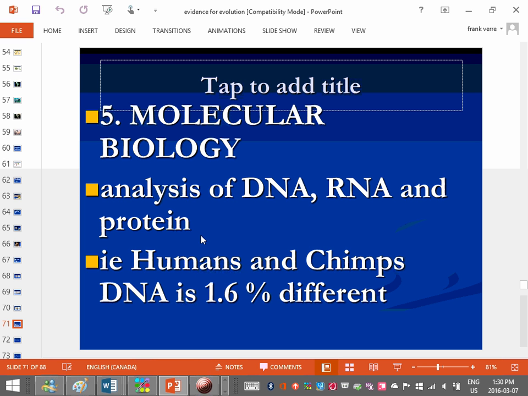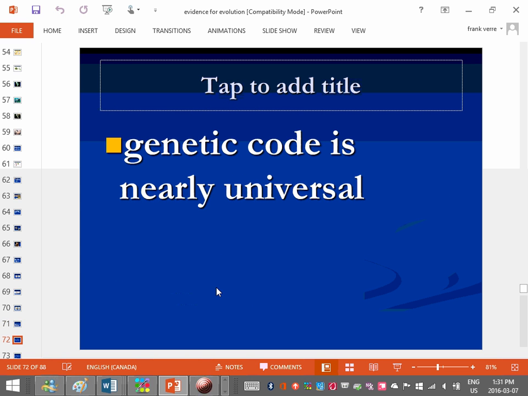And the idea is, the more closely related you are to something, the less differences there are. The more distantly related, the more differences there are. So we are only 1.6% different from chimps. If you were to look at Neanderthals, we are about 99.1% similar. So there's only like less than 1% difference. We are how much similar relative to each other? 99.9%.